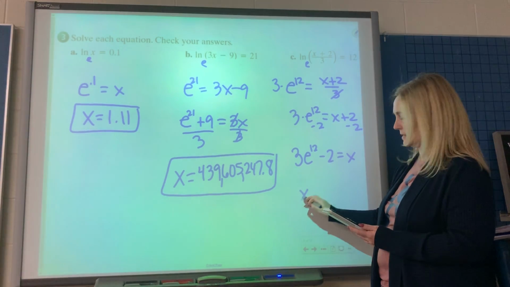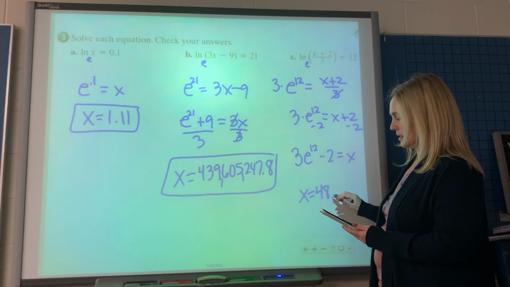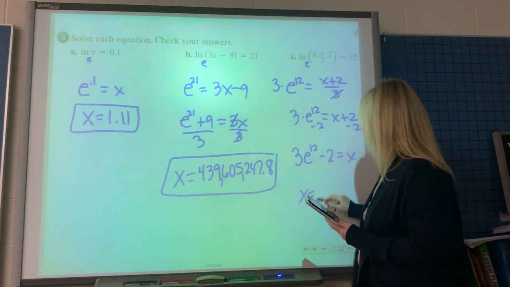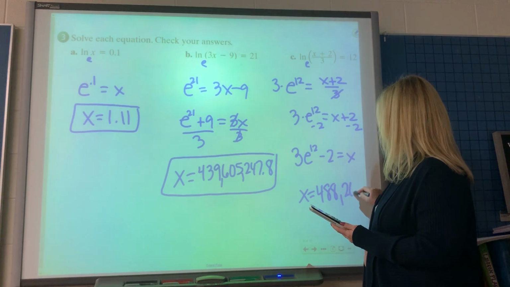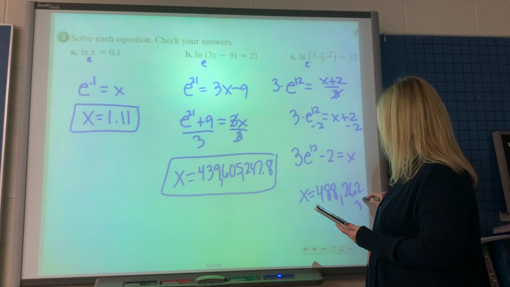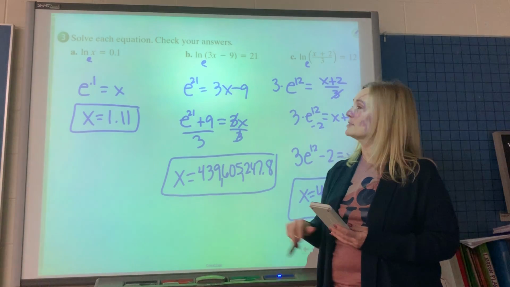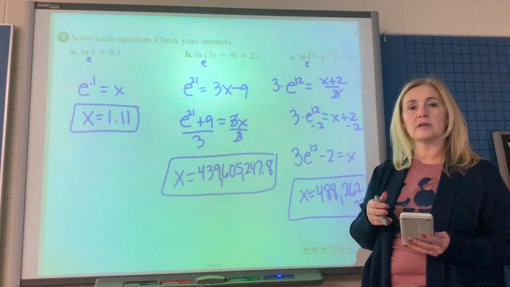Let's see, I get x equals 488,262.37. Ran out of room. So the key to these is to rewrite them in exponent form, and then solve the equation that you have left.